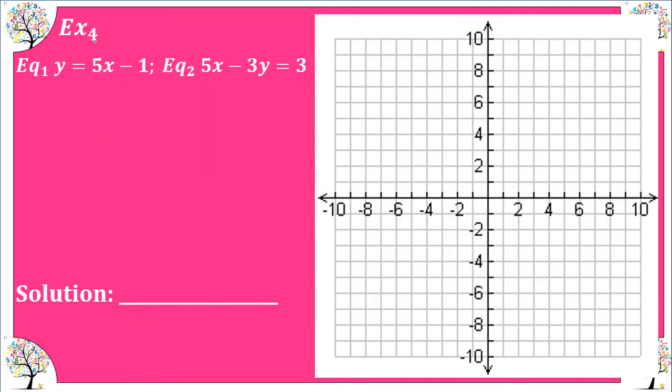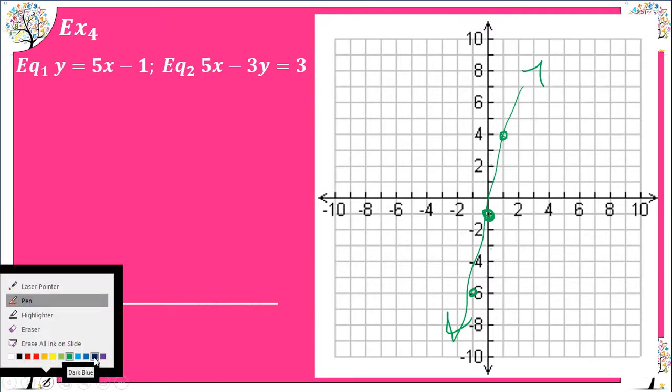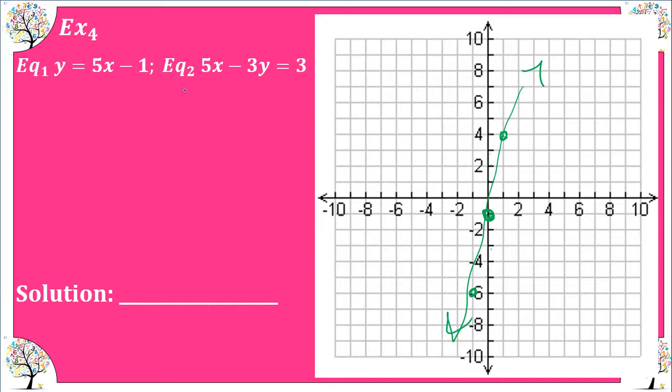And example number 4, this is in slope-intercept, so we're going to start at negative 1. We're going to go up 5, 1, 2, 3, 4, 5, and over 1. Let's go down 1, 2, 3, 4, 5, and left 1. That is so not straight, but you get the point. That's why I usually try to do several ordered pairs. Okay, now let's solve for this one.